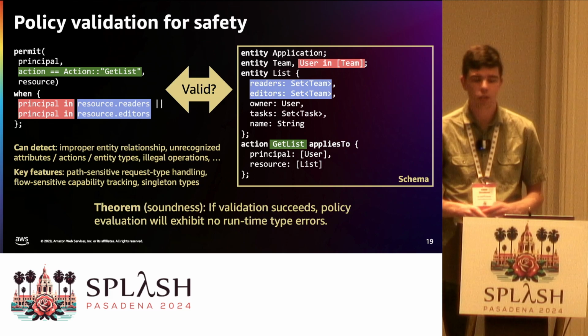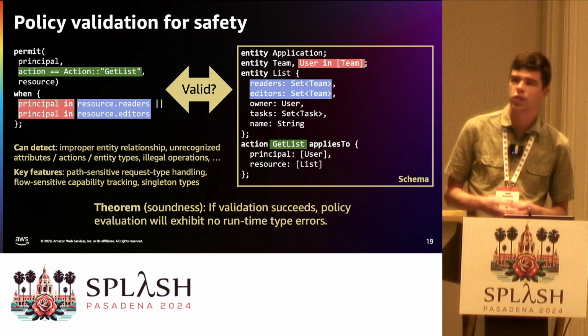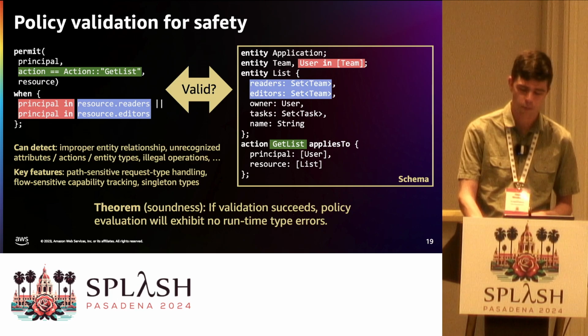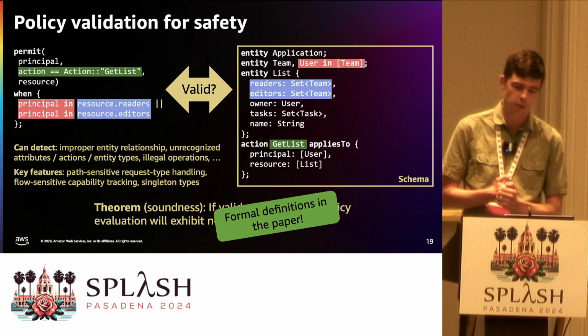We then proved a soundness theorem that says that if validation succeeds, policy evaluation will exhibit no runtime type errors, or indeed a few other kinds of errors like attribute does not exist. Formal statements of this, including of our theorems and the proofs of them, are all in the paper.